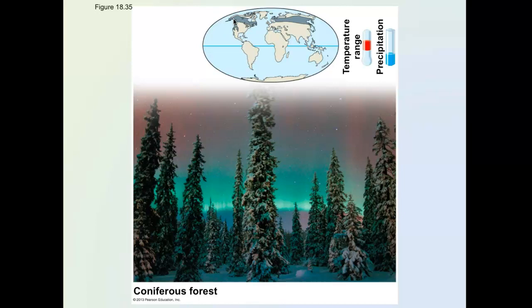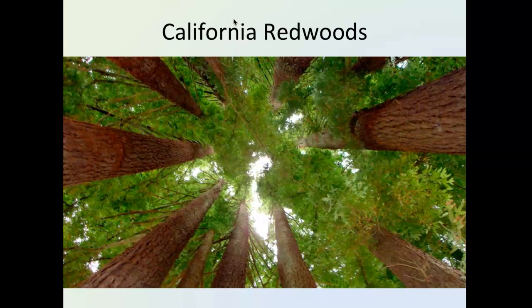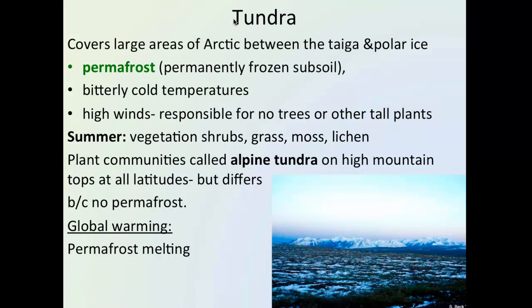Moving up even higher now, we have the tundra. Oh, California redwoods. So this is going to be a coniferous forest in California. The tundra is an area that is super cold, and it covers large areas of the Arctic Circle between the taiga and the polar ice caps.